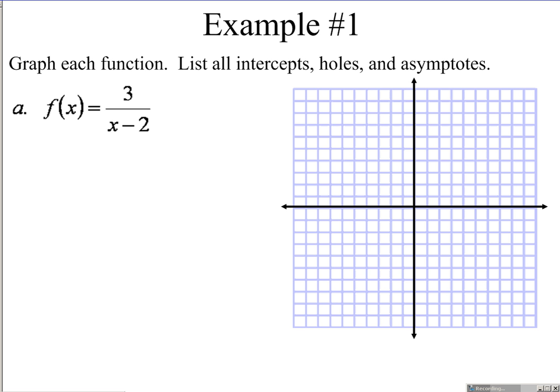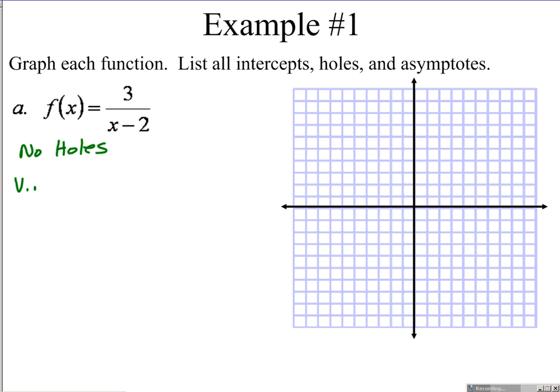The first thing we want to do in looking at this function is list all intercepts, holes, and asymptotes. Well, we begin by seeing if anything factors. Nothing factors here, which means no terms are going to cancel, which tells us right away that this graph has no holes. Asymptotes. Vertical asymptote and horizontal asymptotes we need to find.